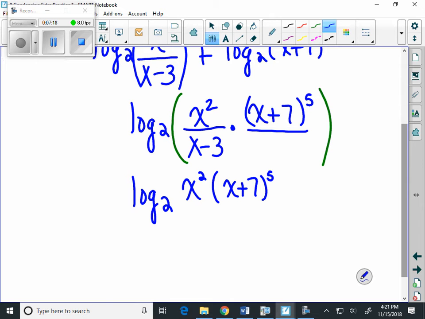If you need, remember it's x plus 7 to the fifth over 1, so we're going to multiply the tops of the fractions, the numerator, together. And down here we're going to multiply the denominators, the bottom of the fraction. X minus 3 times 1 is x minus 3. And our goal when we condense logarithms is that we're able to write the entire problem as one logarithm. So log base 2 of x squared times x plus 7 to the fifth power, all divided by x minus 3.